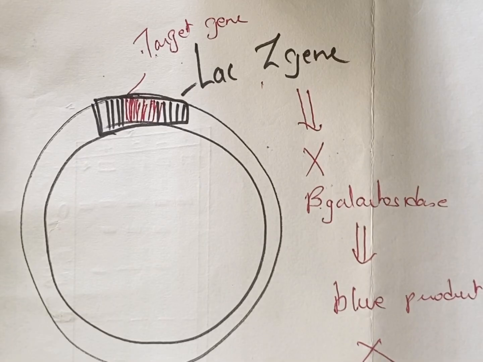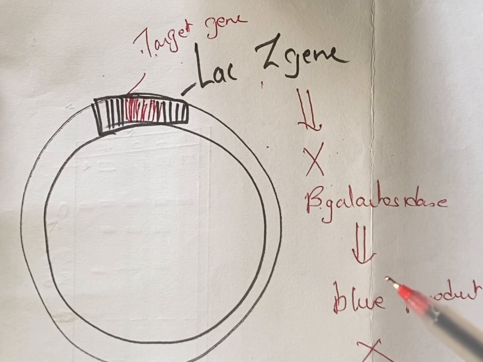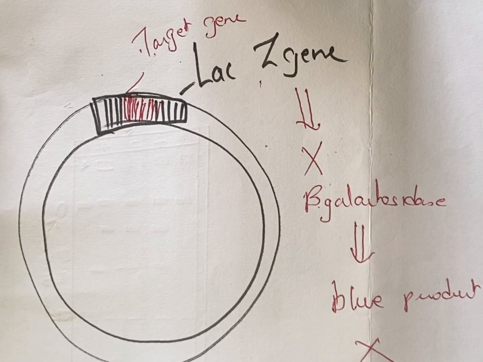How? If this plasmid is inserted into the bacteria and that bacteria is grown in the culture medium, the blue colored product or blue colored colonies will not be produced. That means it will be easy for us to identify this particular type of plasmid, or I can say this particular type of transformant bacteria or recombinant bacteria. One more picture I'll show you, that will be easier for you.